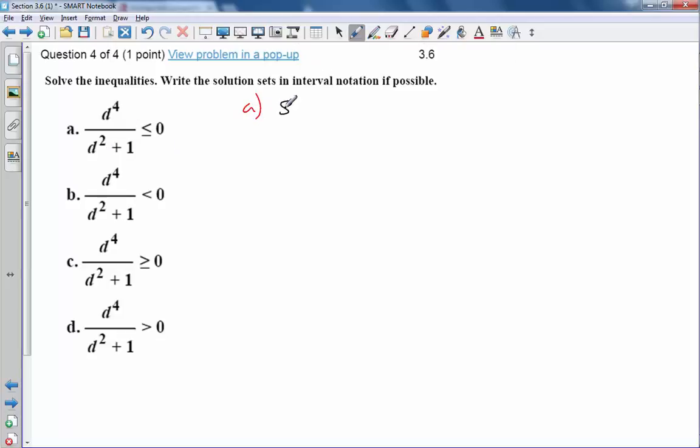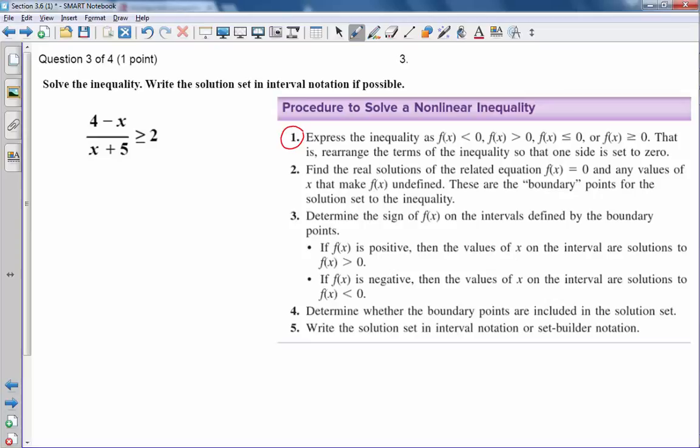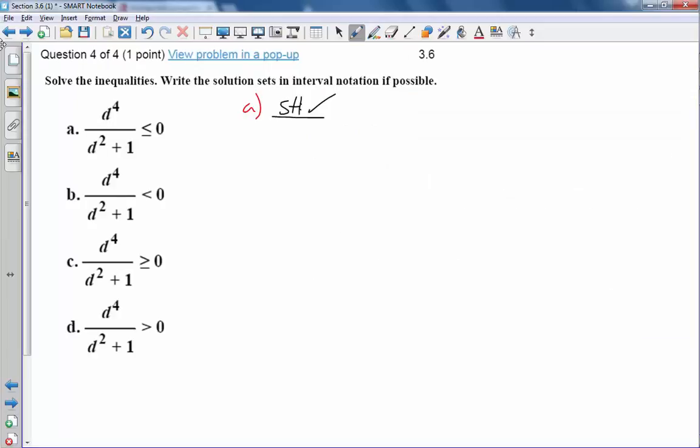Step 1. Step 1 is clear. Step 1 is not necessary. Step 2. We need to set this equation into 0, and then solve it. So step 2, treat this as if it's not an inequality, but just an equal sign, and solve this. And to solve any kind of equation, it's best if you factor it.